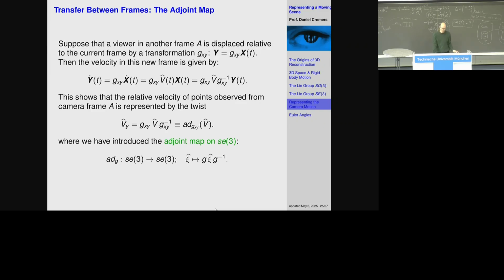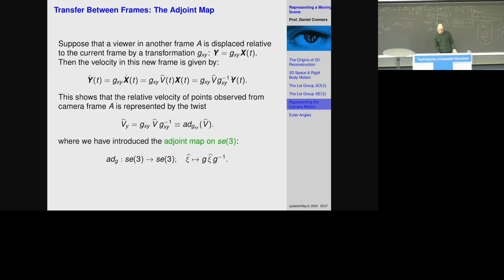So that a viewer in another frame A is displaced relative to the current frame by some rigid body motion g_xy. So we have a frame that we call y, and there is a rigid body motion relative to the camera. We have one camera here that moves over time and observes the world, but then we have a different one that differs from X by this rigid body motion. Then the velocity that is observed in the new frame differs from the one in the old frame by this rigid body motion. And then X dot we saw as V hat times X.